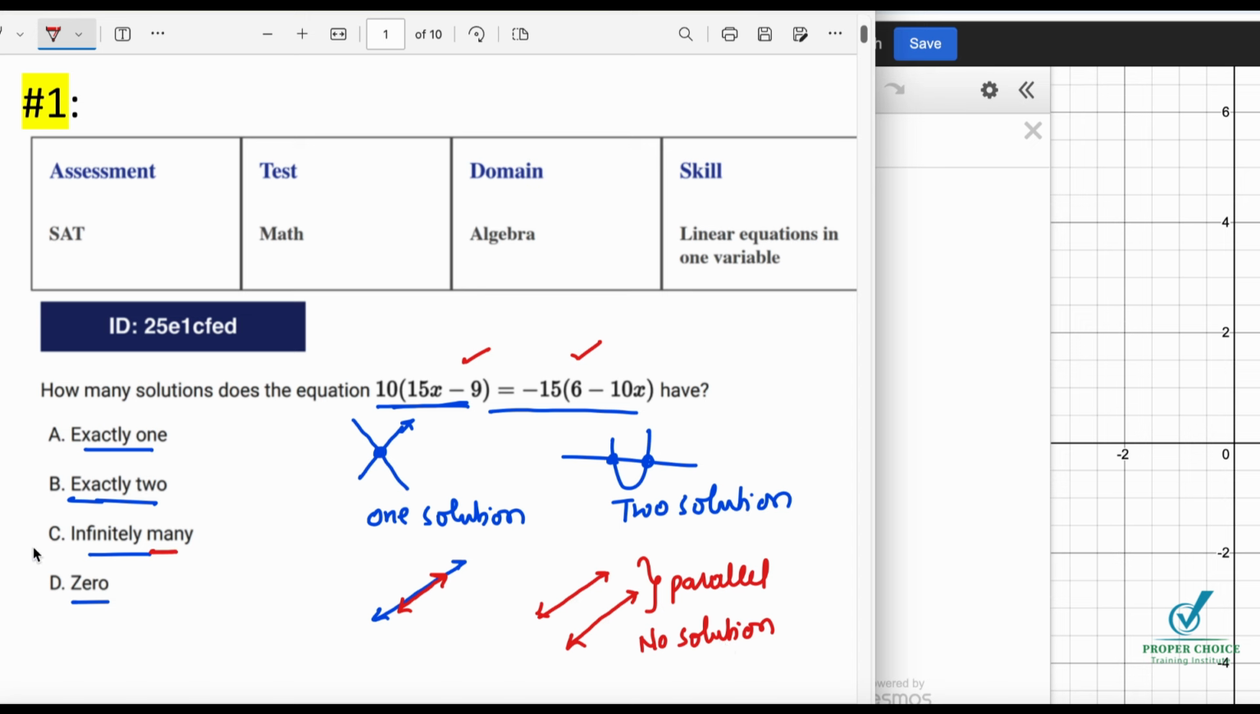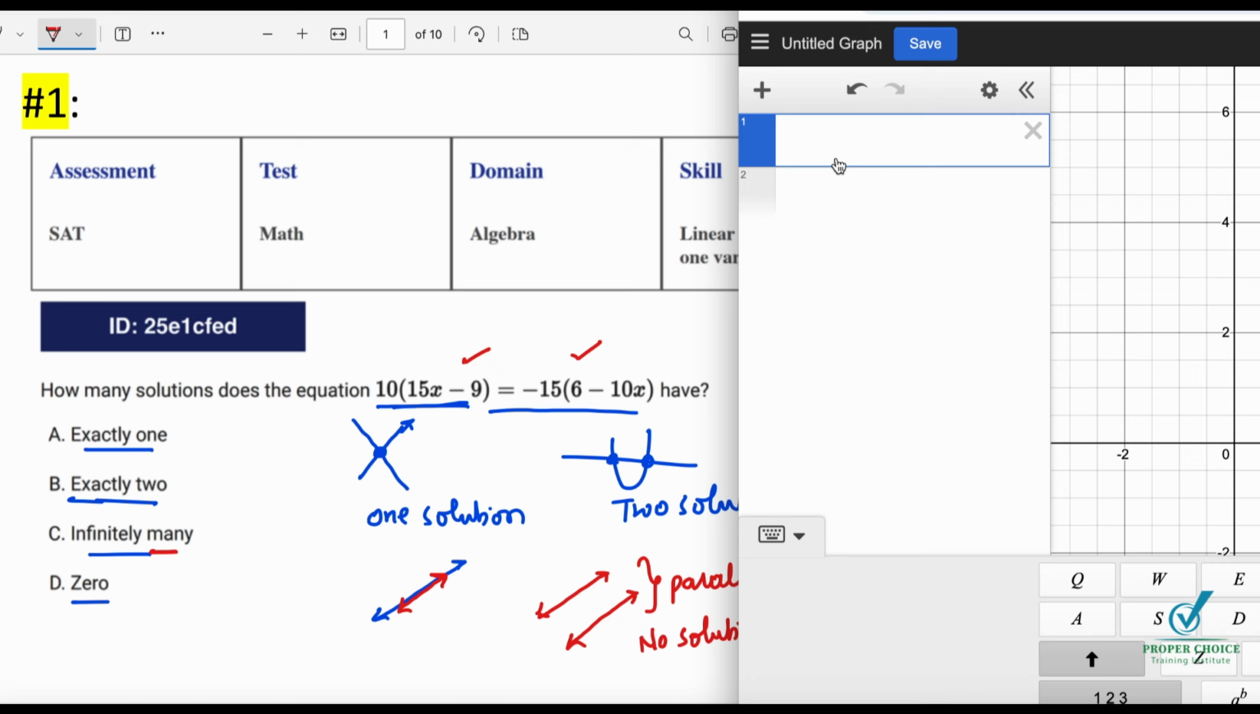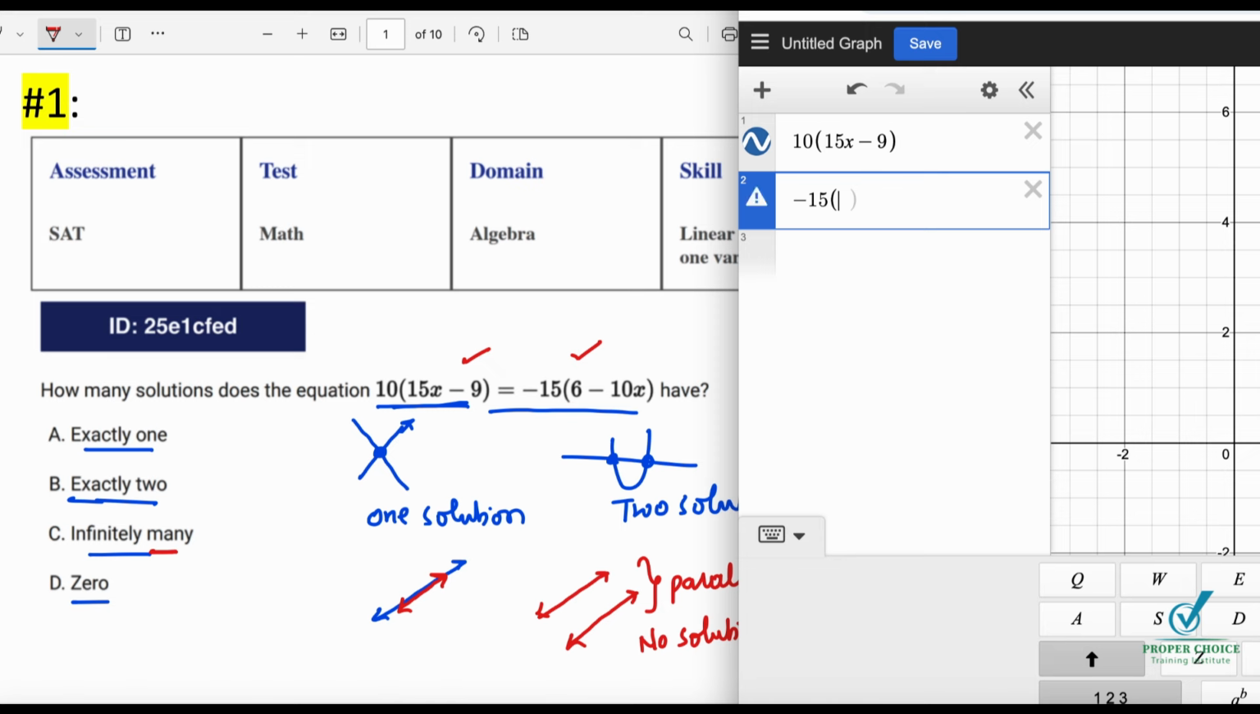Now how do I use DESMOS to do so? As I told, plot this graph independently. So just type it as 10 in a bracket 15x minus 9, close the bracket. I'm getting some graph for it. Enter negative 15 in a bracket 6 minus 10x, close the bracket.